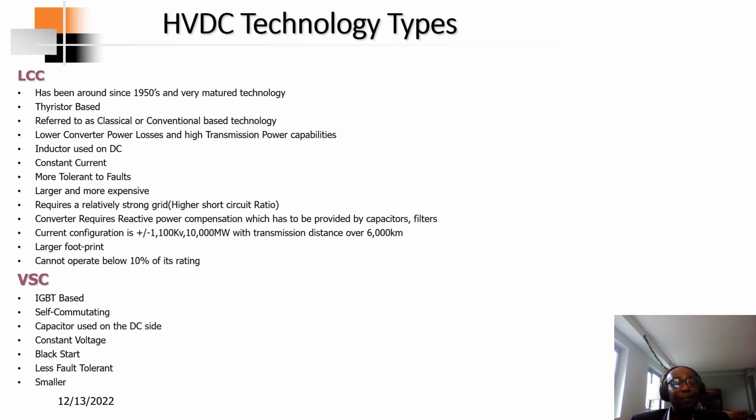It is smaller in footprint because the reactive compensation devices that are required by the current source converters are not required here. And sometimes, depending on the level or the technology or the topology type, filters might not be needed. Also, it has higher switching and conduction losses compared to current source converters.